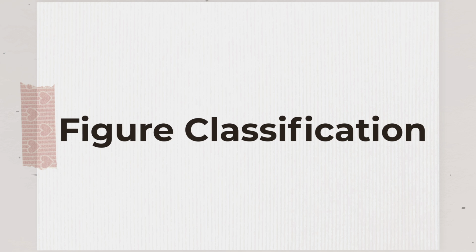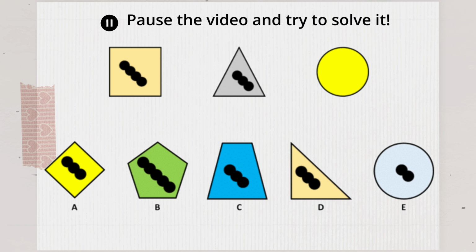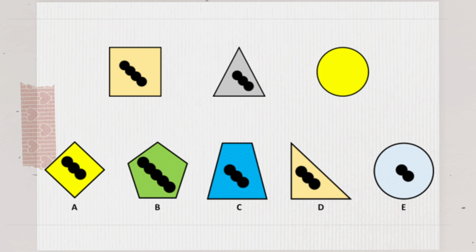The next subtest is figure classification. In this question, the first 3 figures are alike in some way. Choose the figure from the answer choices that goes with the first 3 figures. In this question, we can see that the number of dots in each figure equals the number of corners. The shading of each figure is different from each other.